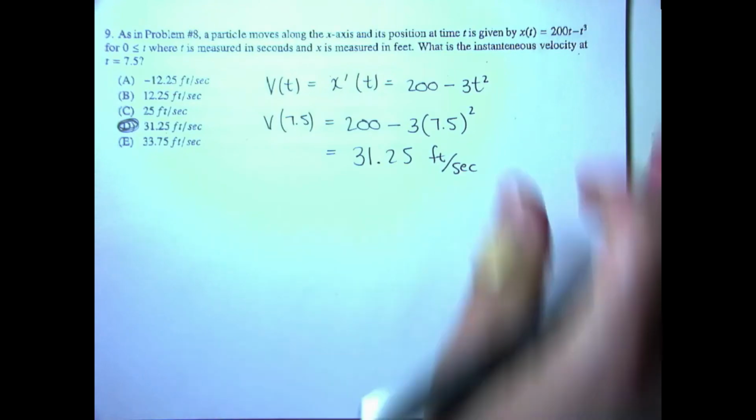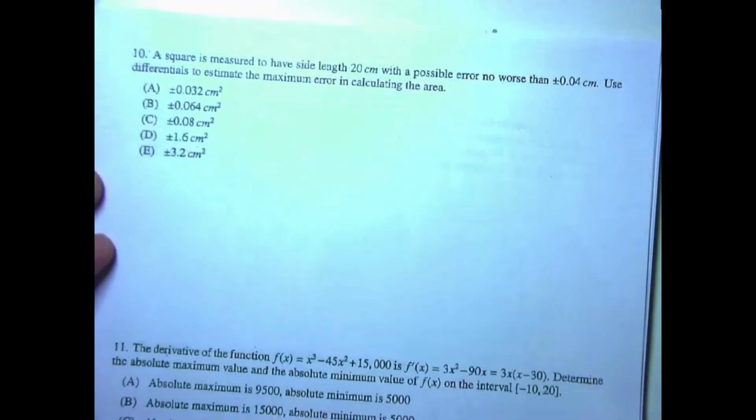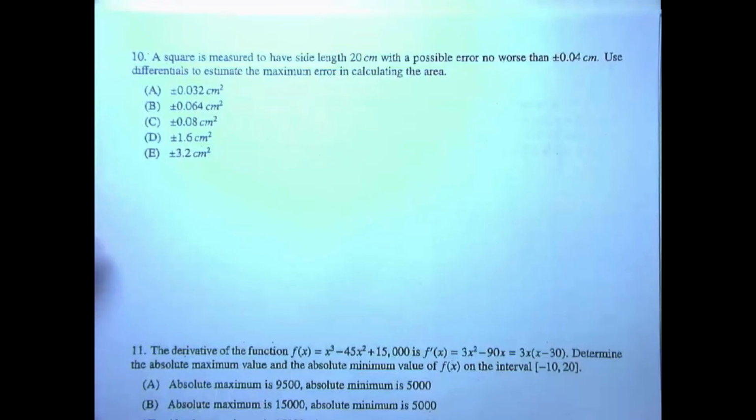All right. Problem number 10 says that a square is measured to have a side length of 20 centimeters with a possible error no worse than plus or minus 0.04 centimeters. Use differentials to estimate the maximum error in calculating the area. Well, first of all, let's find a differential. I tell you what, let's find a derivative first.